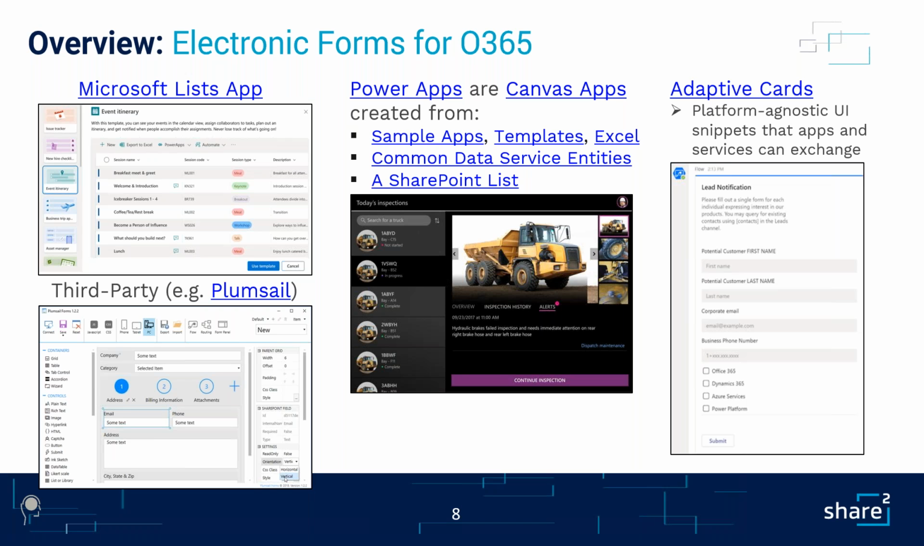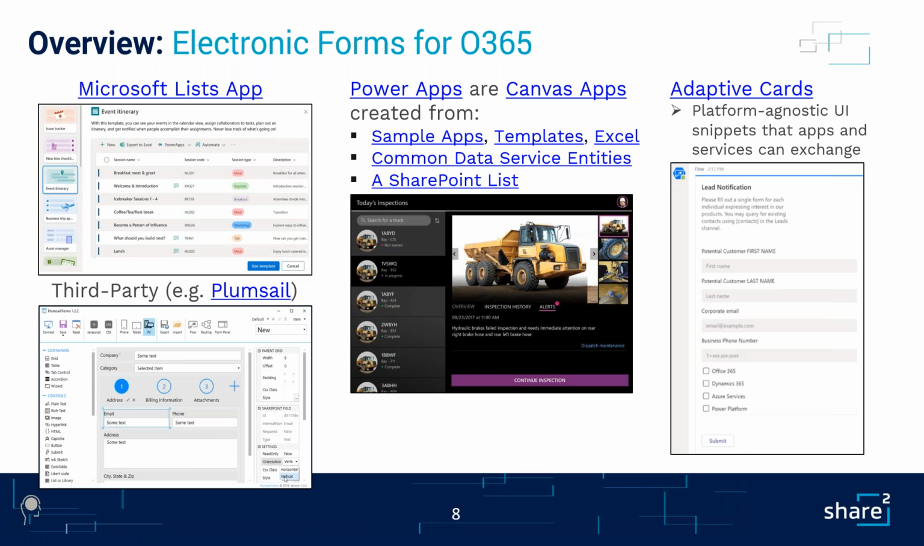So the Microsoft Lists app is new, and if you can see the picture, it's a kind of a glorified list. There are a number of templates, like that event itinerary. So you can take a list in SharePoint and do a whole lot more with it, starting with templates. I believe you can create your own templates and things like that. Power Apps are, and I'm going to read this, Power Apps are Canvas apps. So Power Apps are a specialized type of application that you can create in Visual Studio and in Power Apps, in the Power Apps Designer.